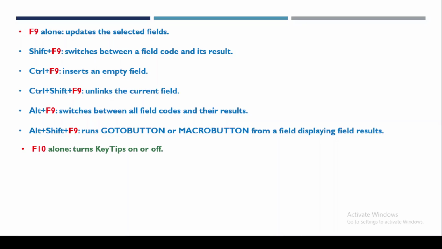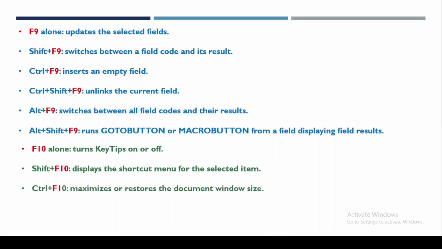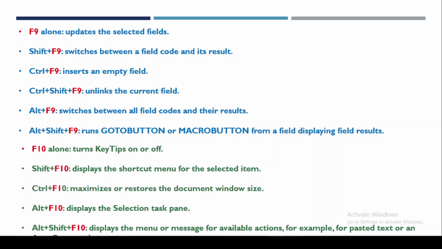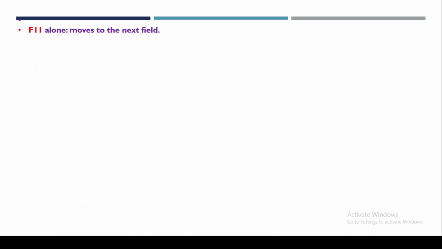Now, have a look at F10. F10 alone turns key tips on or off. Shift plus F10 displays the shortcut menu for the selected item. Control plus F10 maximizes or restores the document window size. Alt plus F10 displays the Selection task pane. Alt plus Shift plus F10 displays the menu or message for available actions, for example, for pasted text or an AutoCorrect change.